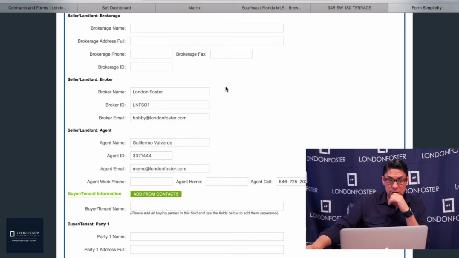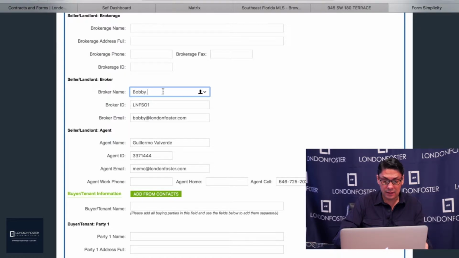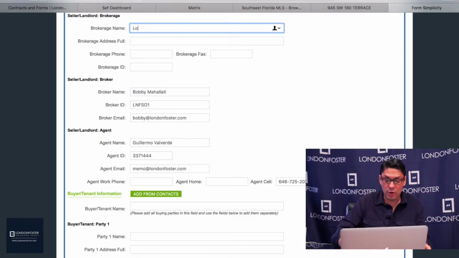okay, and you're going to make sure that you did this correctly, which I did not. You're going to make sure that your broker reflects your broker's name, which is Bobby Mahalati, that it says what your brokerage is, which you'll see here, it says London Foster.